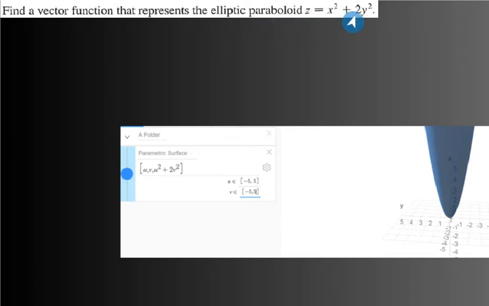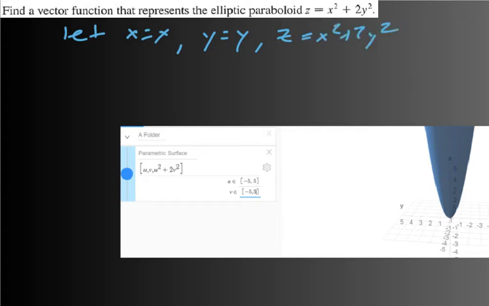So another common thing that we do when it comes to parameterizing surfaces is if the surface is like an elliptic paraboloid, or just something where z is in terms of just x and y. What we basically can do is let x equal x, y equal y, and then z equal x squared plus 2y squared. So that does parameterize it just fine. So we literally would just write (x, y, x squared plus 2y squared).